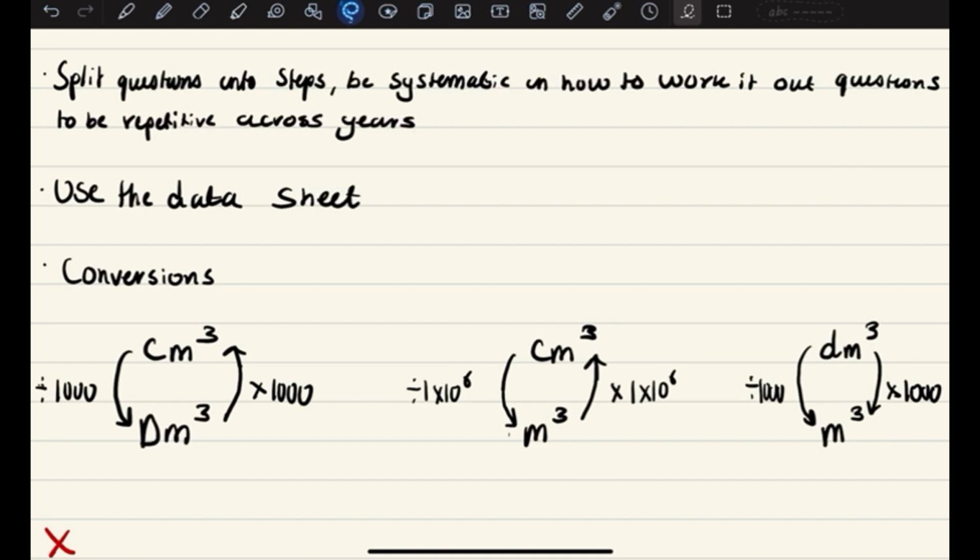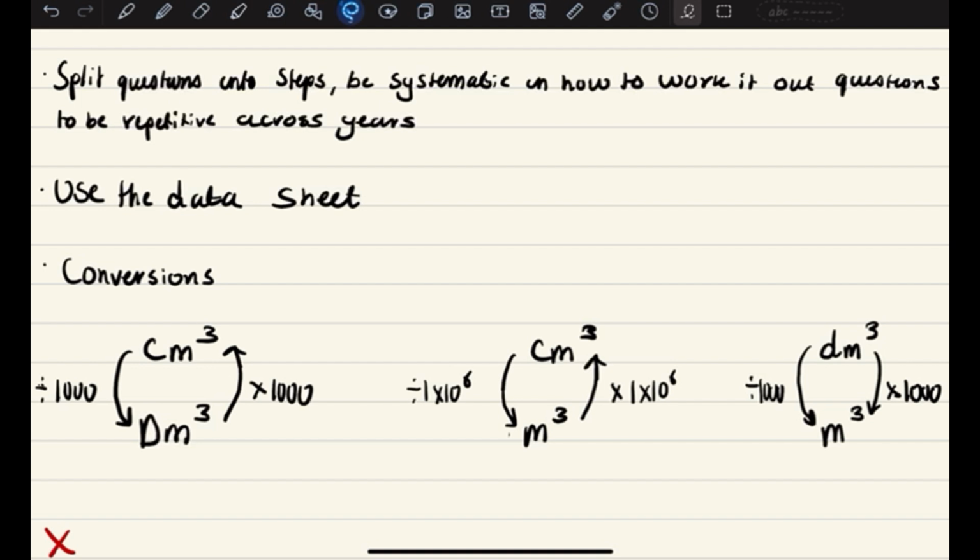Conversions, so important, guys. So important. I've put all of them here. Be happy with how to convert between centimeters cubed to dm cubed, or dm cubed to meters cubed, centimeters cubed to meter cubed. Just be so happy with how to do that, because it is really important when you get these volume questions.